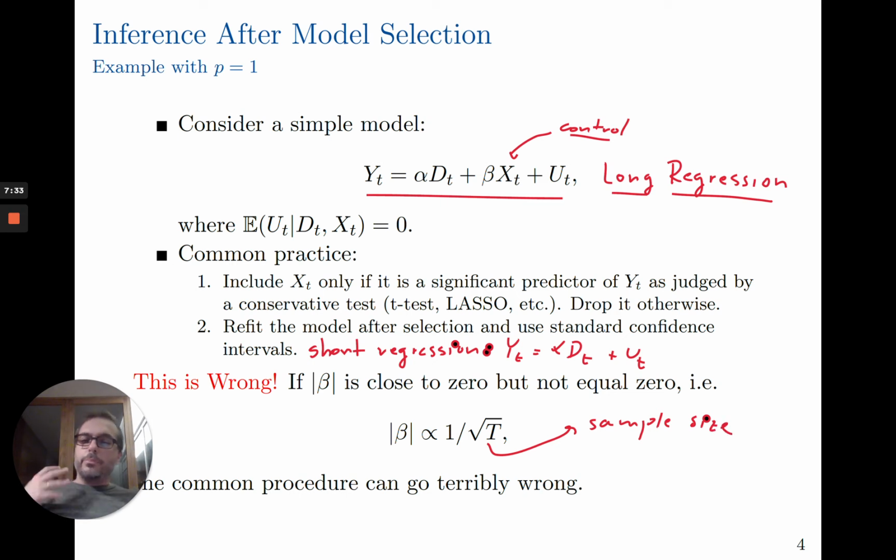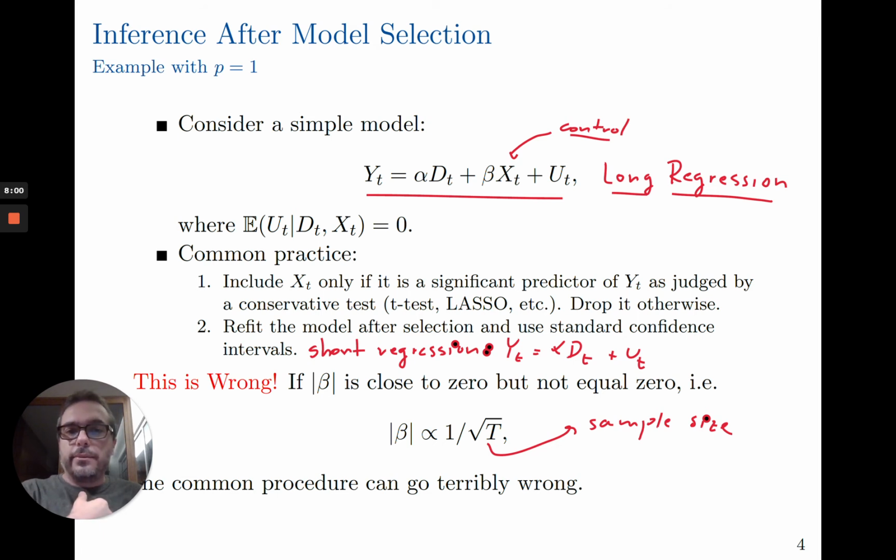Okay? Then the procedure can go terribly wrong. And why is that? When it can go terribly wrong, if we want to estimate alpha, this causal parameter, correctly. So what do we know about the linear regression? That's the first thing that you have to bear in mind.